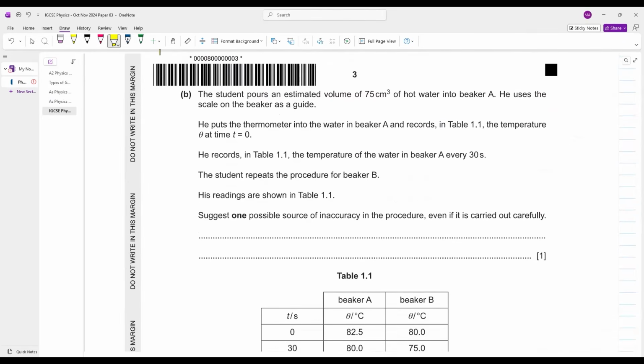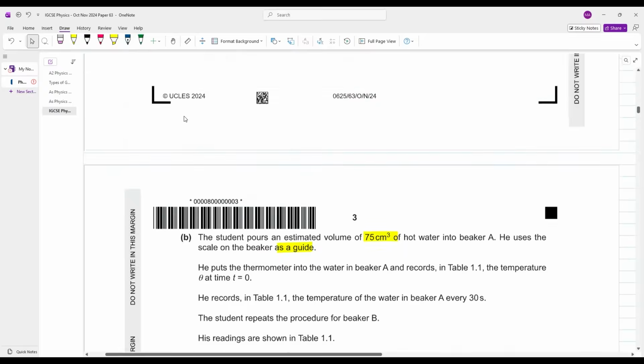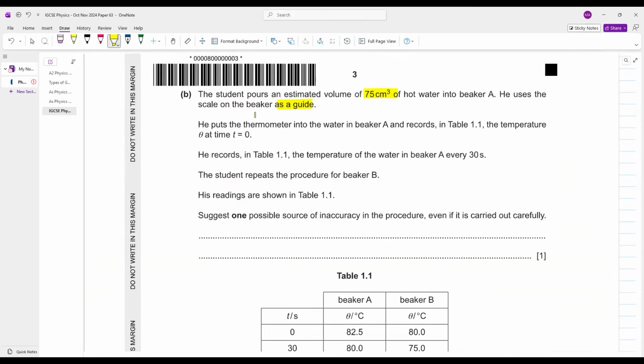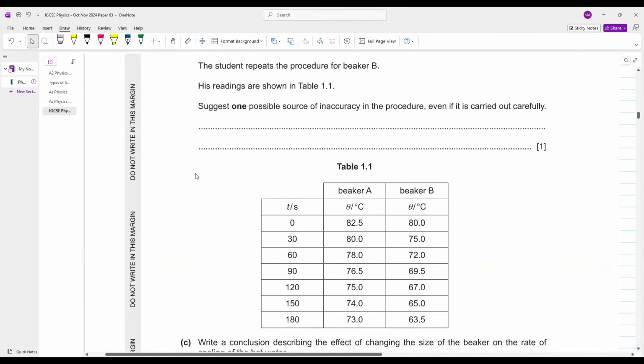Let's further move ahead. The student pours an estimated volume of 75 cm cube of hot water in beaker A. He uses the scale on the beaker as a guide. Perfect. He puts the thermometer into the water in beaker A and records in table 1.1 the temperature at time t equal to 0. He records in table 1.1 the temperature of the water in beaker A after every 30 seconds.